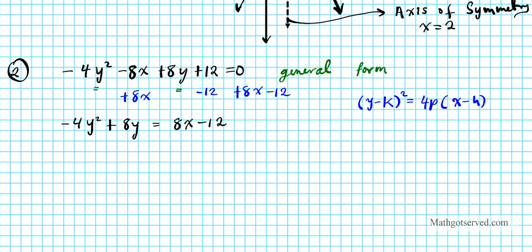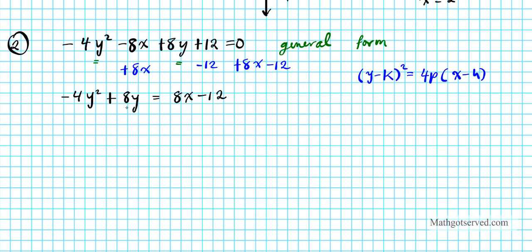Alright, now let's complete the square in the y world right here on the left side of our equal sign. If you notice, we have a coefficient for the y squared. That's a problem. We need to address that. So to address that, we're going to factor out negative 4. Factor out negative 4, and then we're going to be left with y squared.